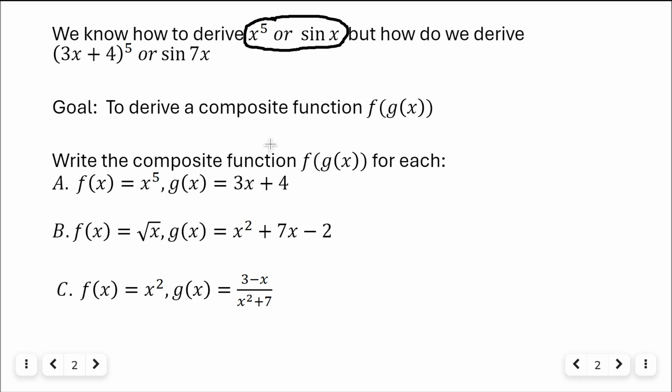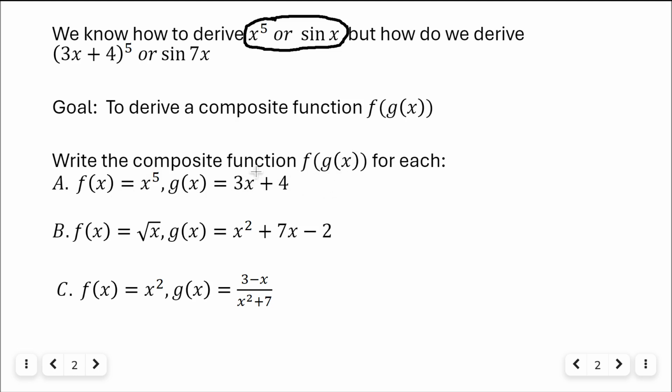That's the goal. At the end of the video, we're going to write down the rule for what it is. But first, we're going to get started by just writing the composite function f of g of x for each one of these. We're not going to derive anything. We're just going to go back, do a little algebra 2 or pre-calc, and just write down what you would have to do. So I have f of x in part A is x to the fifth, and g of x is 3x plus 4.